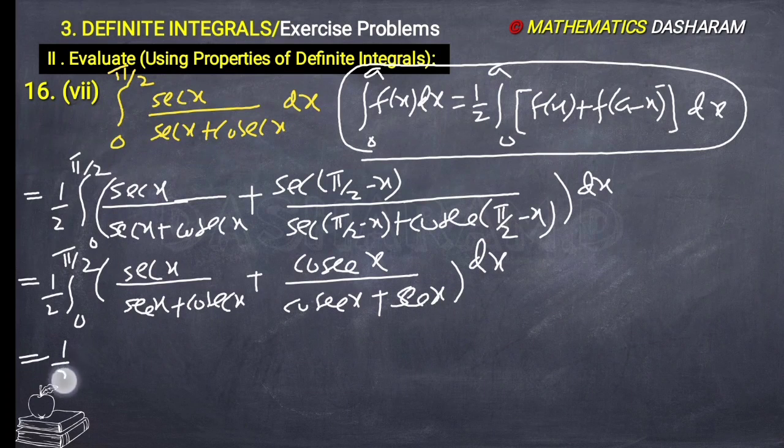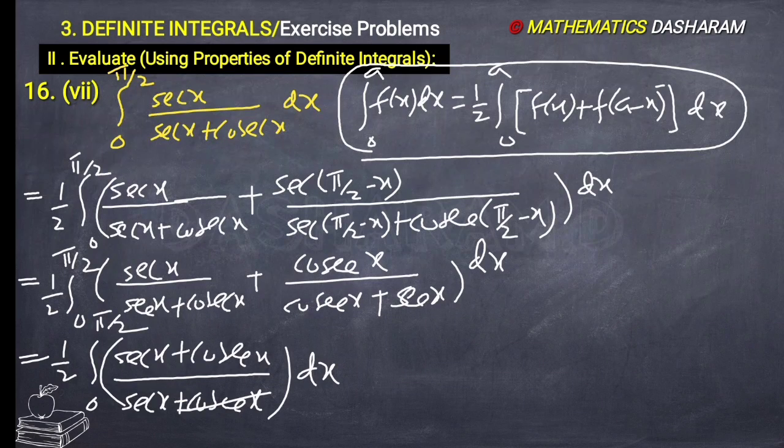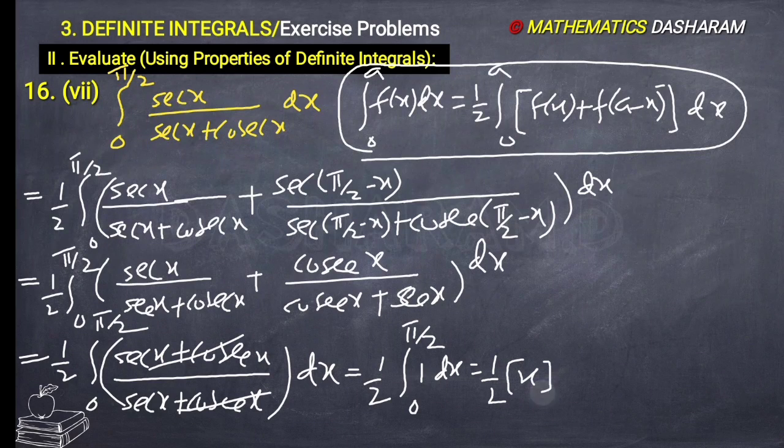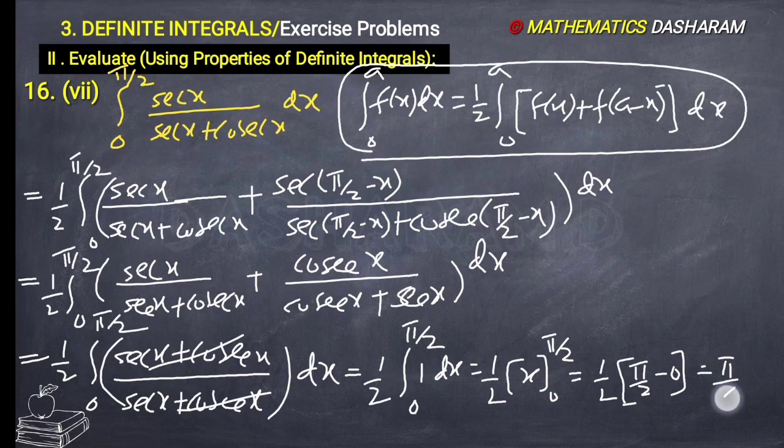Now denominators are the same. Then add the numerators. So numerator and denominator both are cancelled. 1/2 integral 0 to pi/2 of 1 dx. So 1/2, the integration of 1 dx is x from 0 to pi/2. So 1/2, here pi/2 minus 0. So then the answer is pi/4.